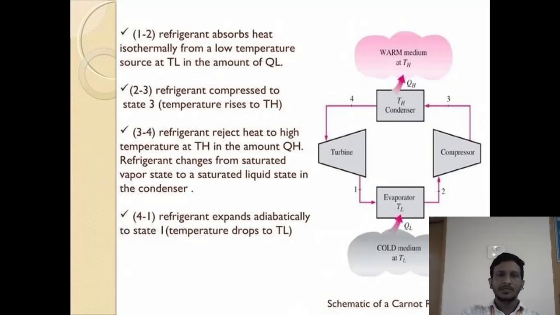The third one is process 3 to 4, where the refrigerant rejects heat at higher temperature to the atmosphere through the condensation process. That's why the device is called a condenser. Here the saturated vapor is converted to a saturated liquid. The last process is expansion, done at the expansion device, the turbine. Here the expansion is done adiabatically, and at the same time the temperature decreases from T4 to T1.